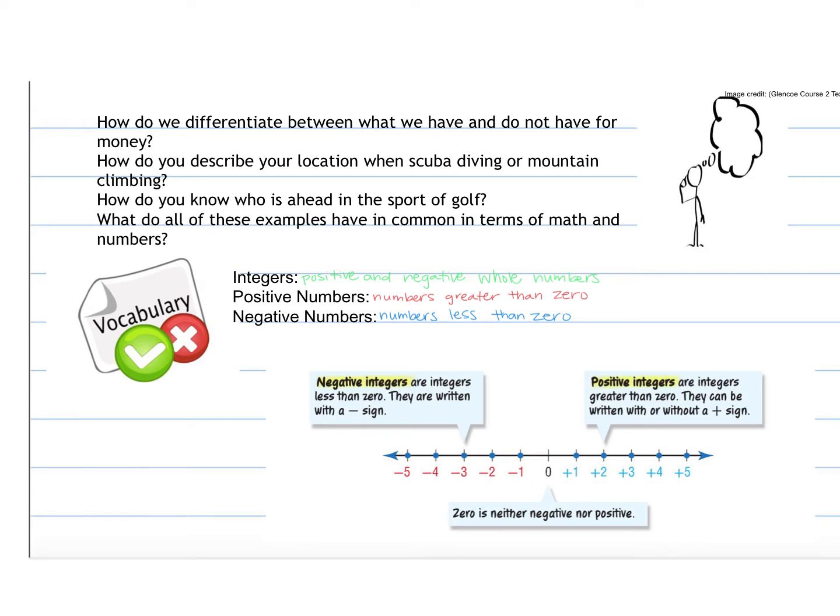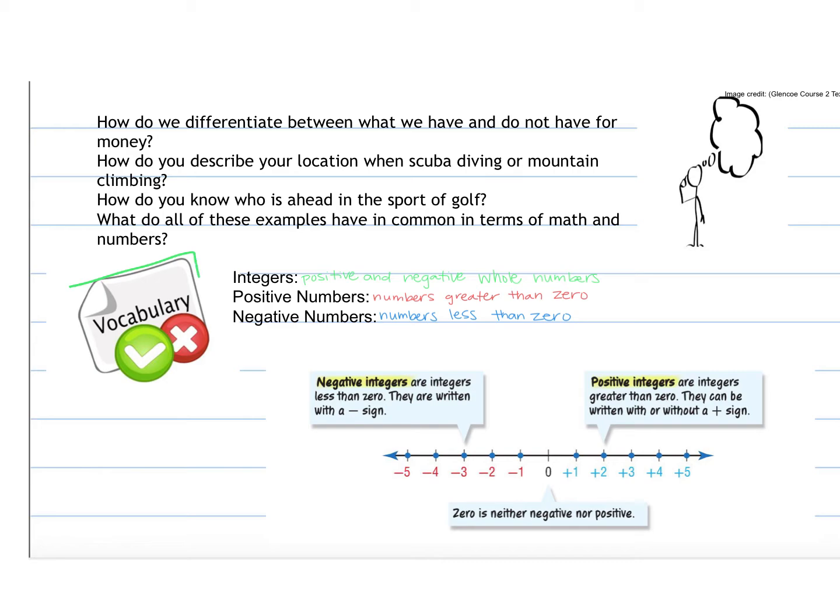Okay, some questions just to think about here. How do we differentiate between what we have and do not have for money? How do you describe your location when scuba diving or mountain climbing? How do you know who is ahead in the sport of golf? What do all these numbers have in common in terms of math and numbers? They kind of all have to do with integers.